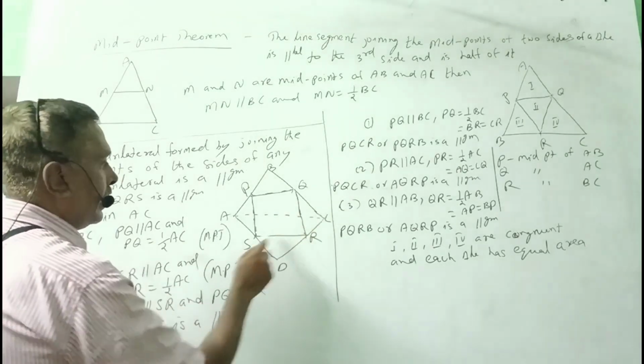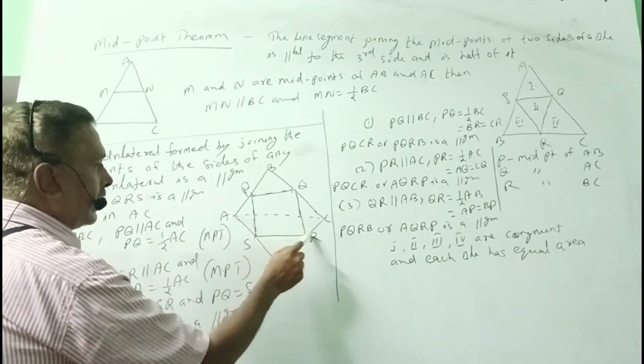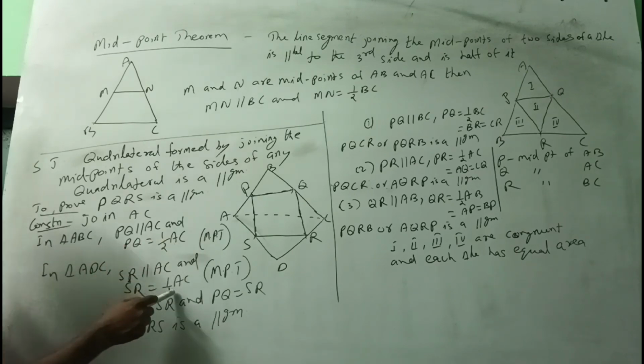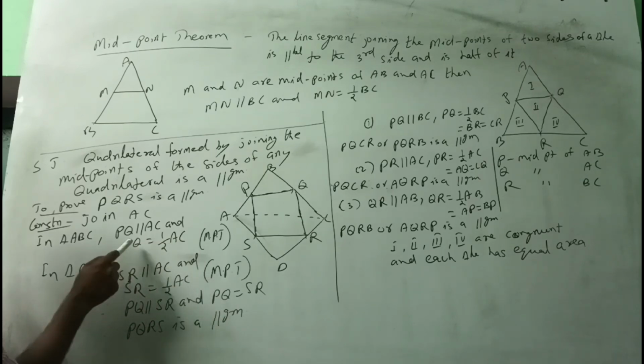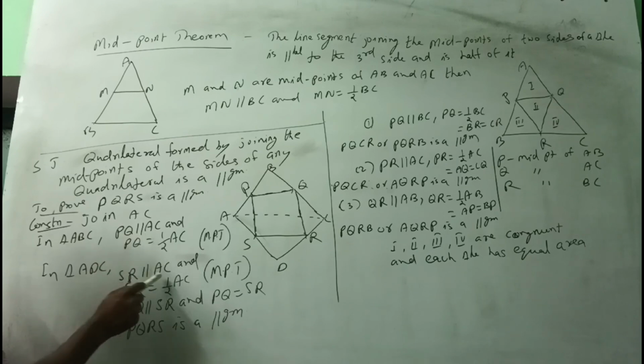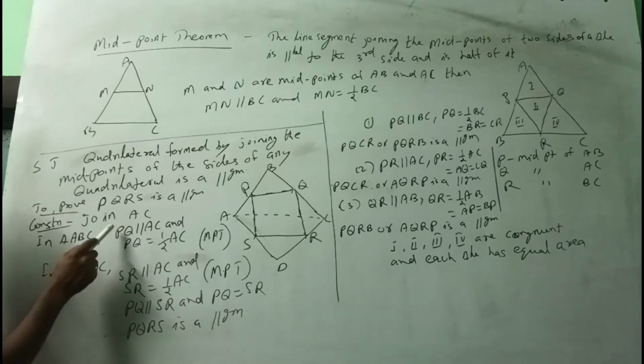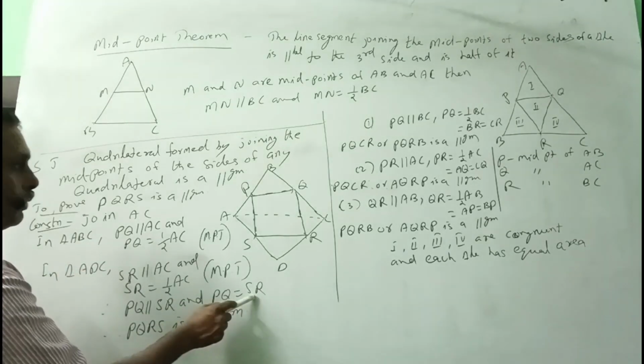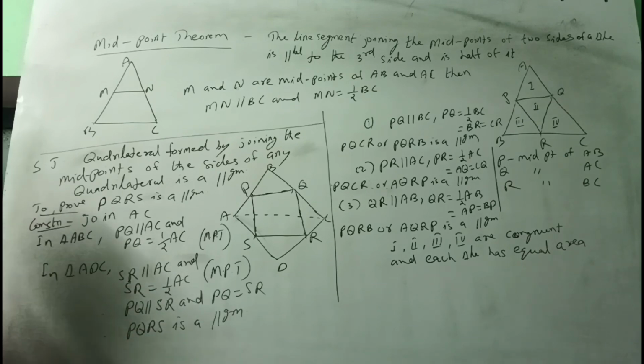Similarly, in triangle ADC, SR is parallel to AC and SR is equal to half of AC. That is written here. Now you see half of AC here also, half of AC here also. So PQ must be equal to SR, because the right hand side and left hand side are equal. As well as PQ is parallel to AC, and SR is also parallel to AC, so PQ and SR are also parallel to each other. So that is written: PQ parallel to SR and PQ equal to SR. Because of these two results, we can say opposite sides are parallel and equal. Therefore, PQRS is a parallelogram.